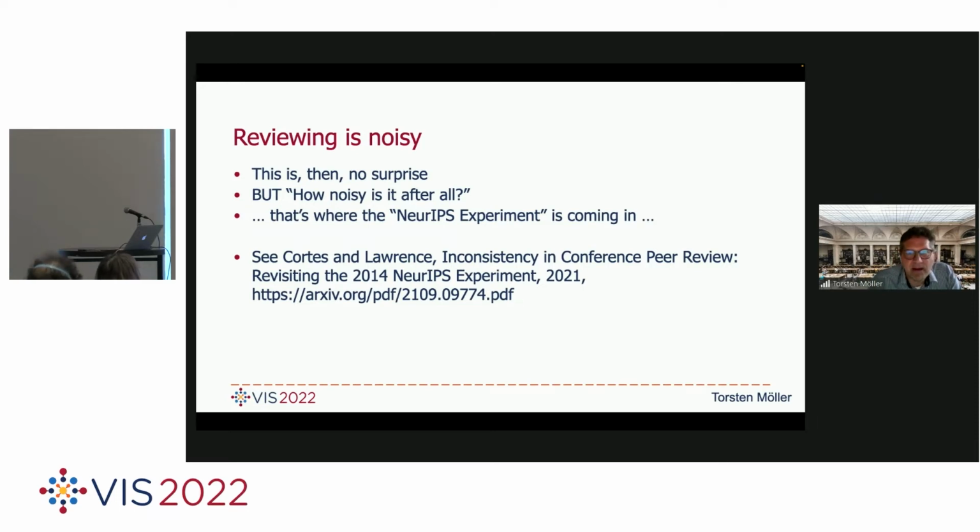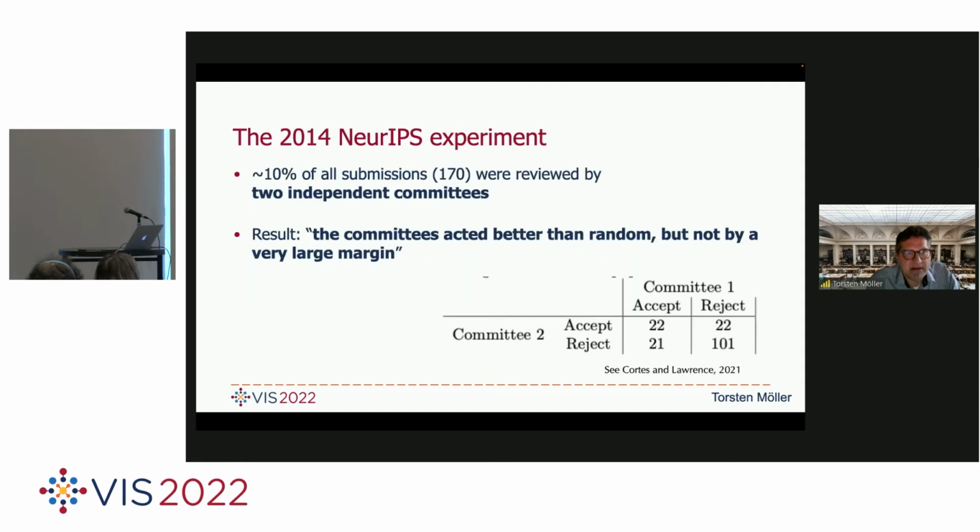And here I want to draw your attention to a really nice experiment that the NeurIPS community did in 2014. They actually repeated it just last year. But here I'm just focusing on some of their results and the analysis that they did for the 2014 experiment. Here's the reference of a paper that was published last year with a very nice retrospective perspective on it. So what did they do? 10% of all submissions, in this case 170 papers, were reviewed by 2 independent committees.